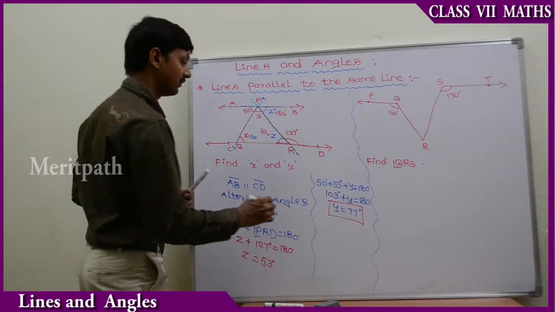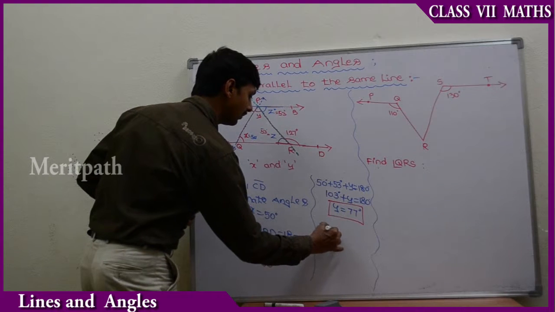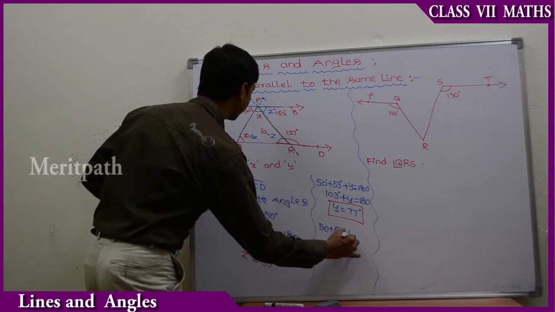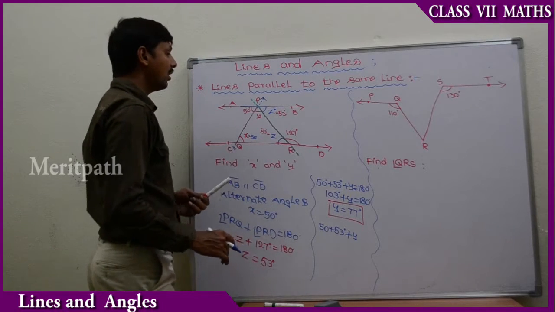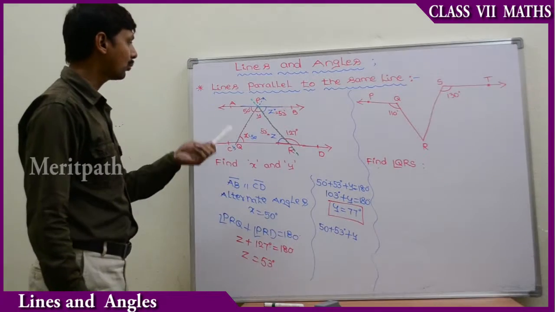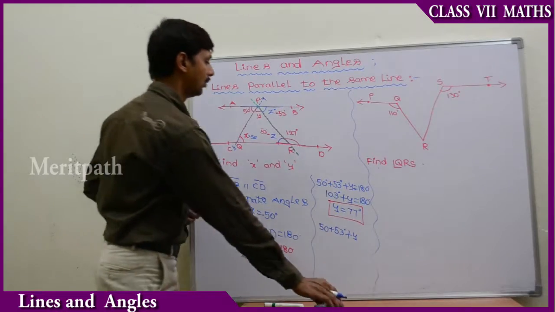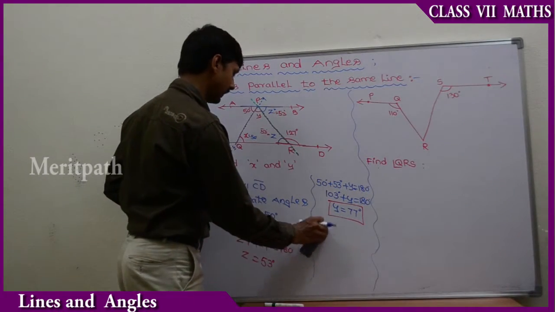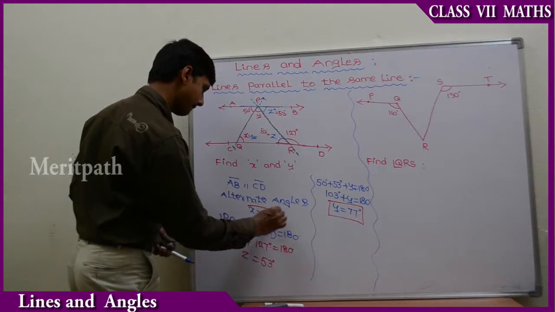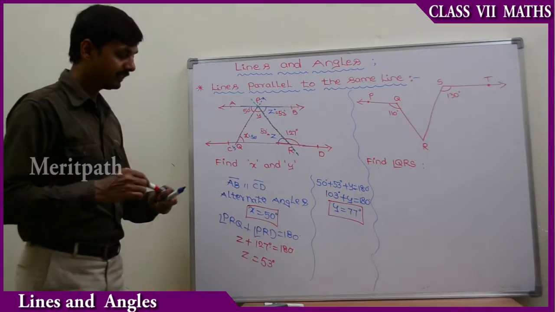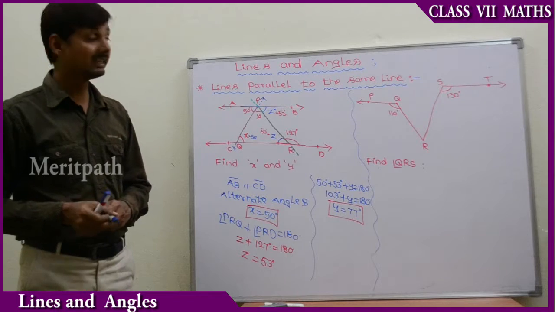So 50 plus 53, 50 plus 53 plus Y. Only we know that we have got Y as 77, so no need to find out anything. So X value is 50 degrees and Y value is 77 degrees.